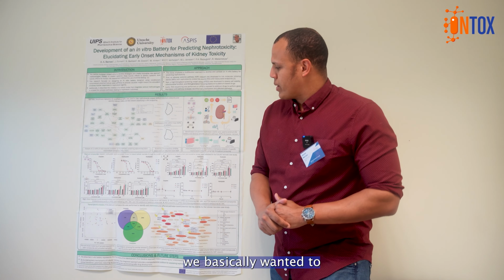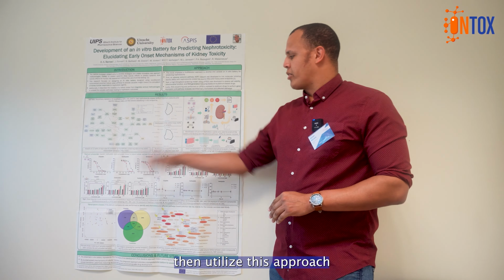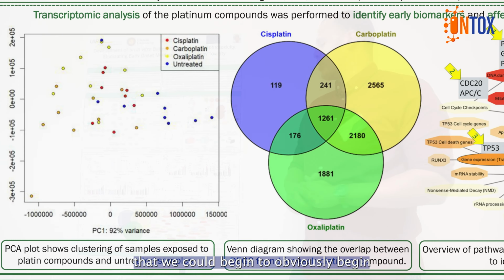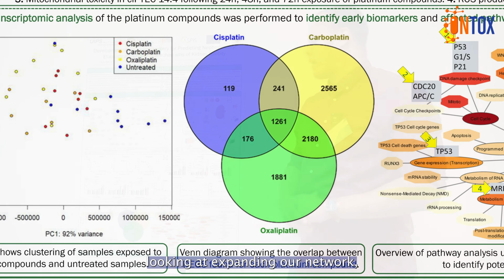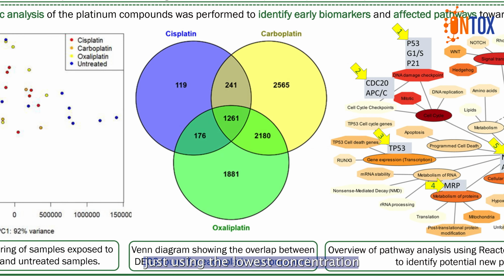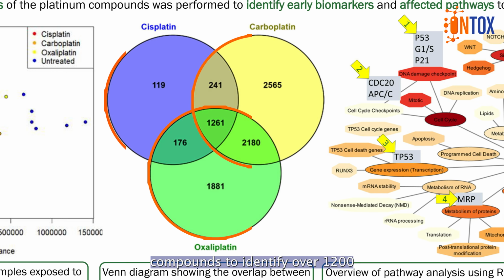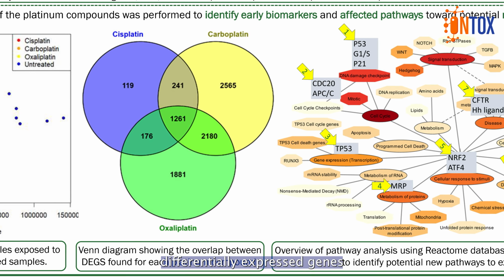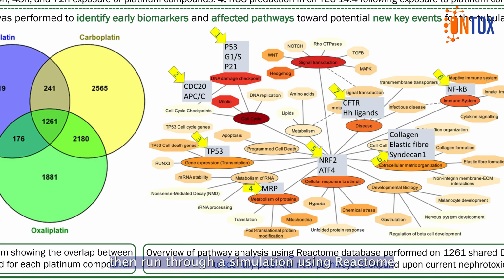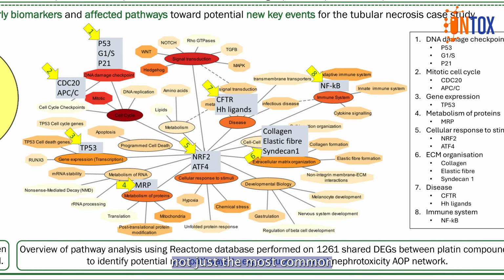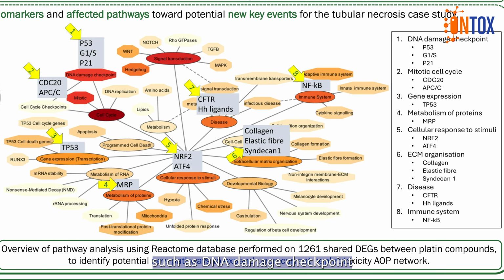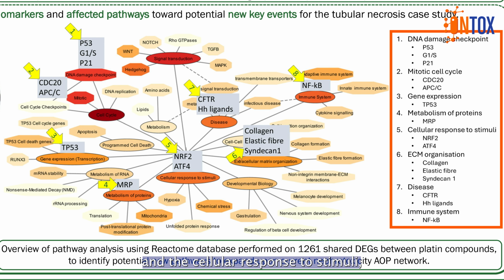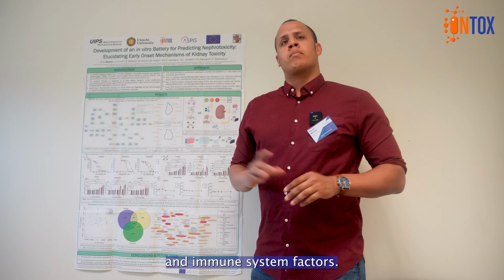Last but not least, we basically wanted to then utilize this approach to be able to identify more key events that we could begin looking at expanding our network, namely just using the lowest concentration of our 3 platinum compounds to identify over 1,200 differentially expressed genes that we could then run through a simulation using Reactome to be able to identify not just the most common associated genotoxic pathways such as DNA damage, checkpoint alterations, and disturbances in mitotic cell cycle signaling, but also to be able to look at more commonly reported, looking at the ECM organization and the cellular response to stimuli, as well as other different disease and immune system factors.